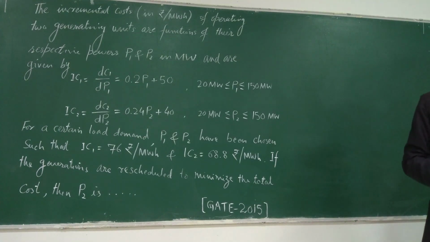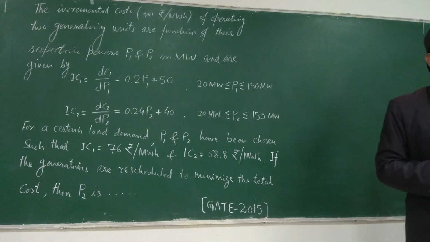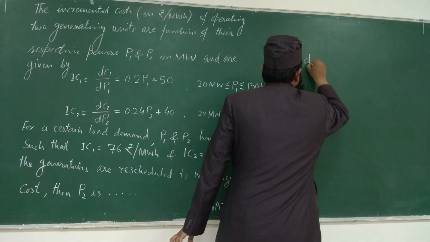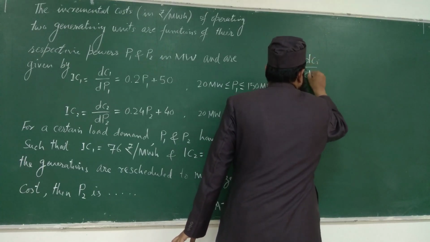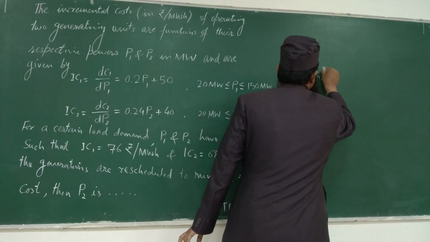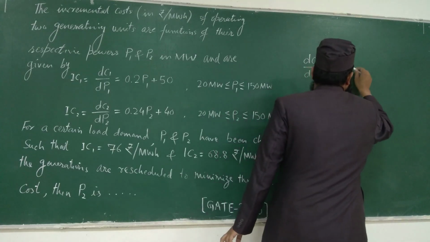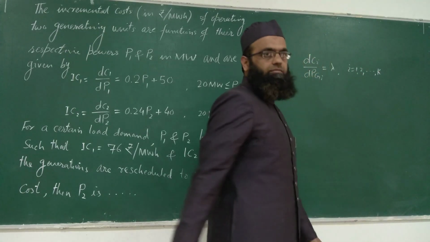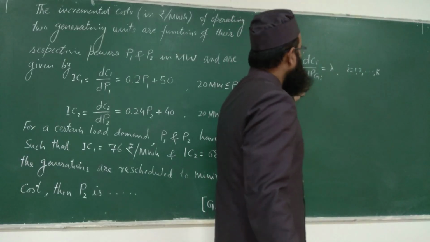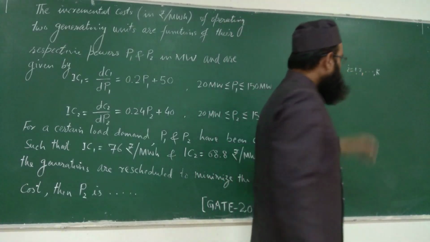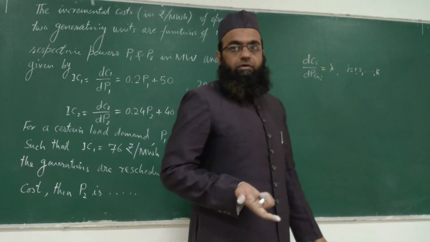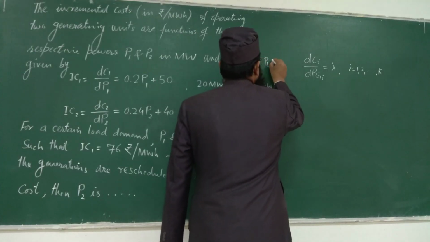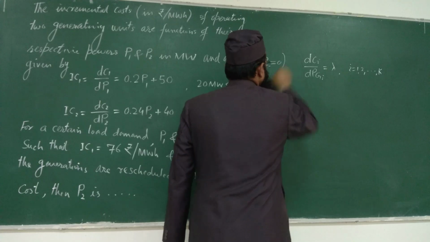We have considered two cases. Case 1, when transmission losses are ignored, not considered. In that case, we have seen that the coordination equation is dCi upon dPgi equal to lambda, for i equal to 1, 2 up to the number of generating units. So we can write dC1 upon dPg1 equal to dC2 upon dPg2 and so on. When we denote total transmission loss as PL, this is equal to 0, meaning we have not considered losses.